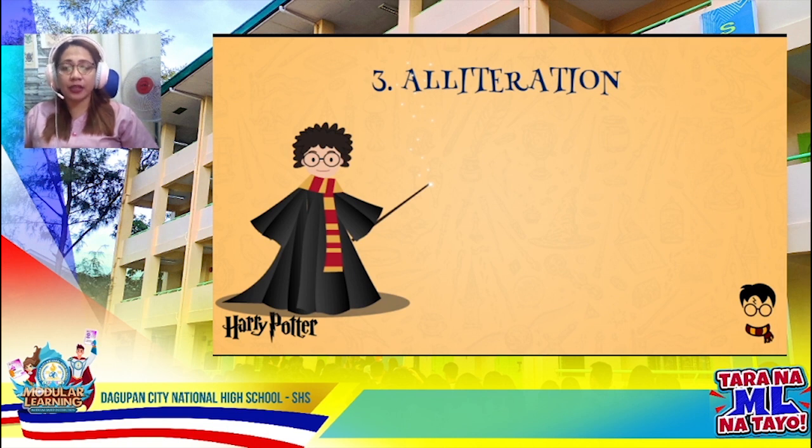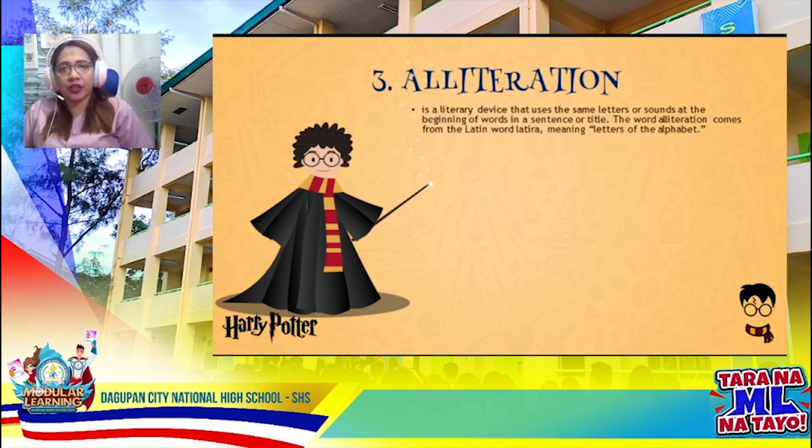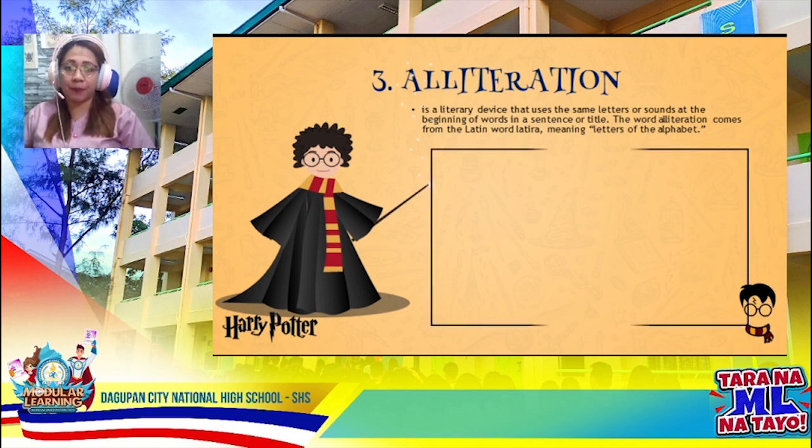Next, we have alliteration. When we say alliteration, this is a literary device that uses the same letters or sounds at the beginning of words in a sentence or title. The word alliteration comes from the Latin word littera, meaning letters of the alphabet. Let me give you an example.